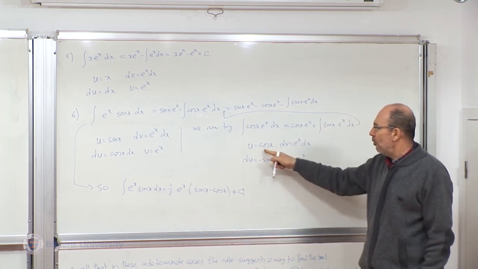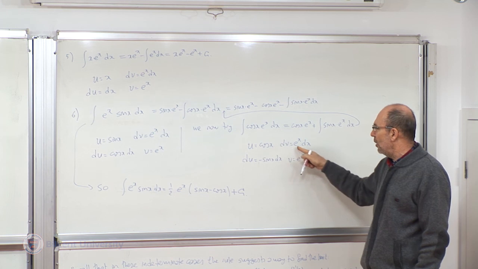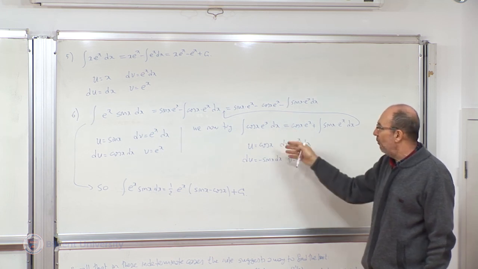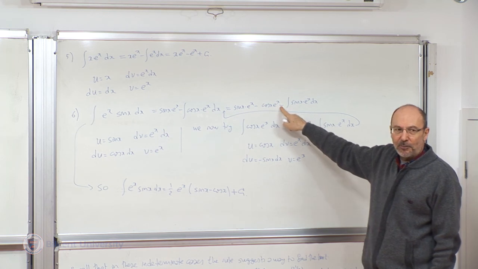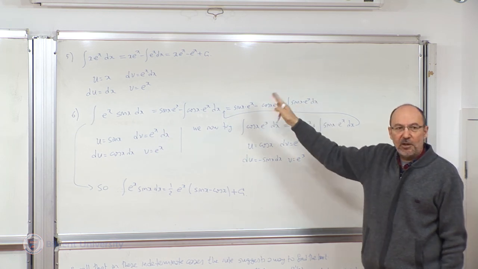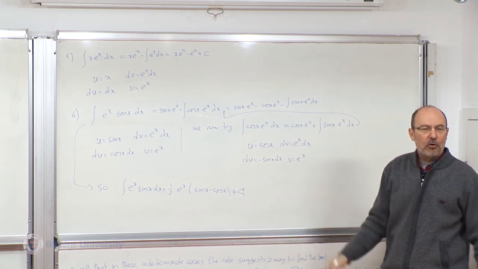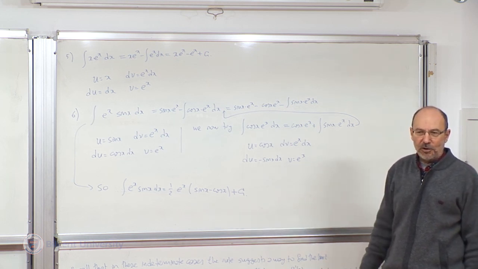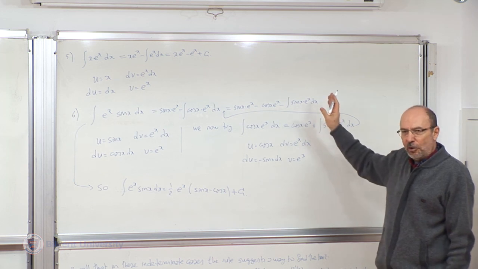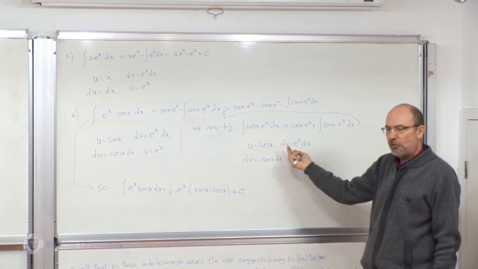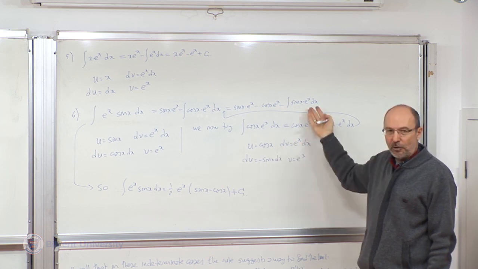Here, instead of using u equals cosine x, I can use u equals e to the x. In that case, I'll simplify this, and here I'll have plus. Then everything will cancel, and we will have 0 equals 0, which is correct, but useless. Then you don't despair, because this is what happens in integration. Then you go back and you change the places. You try this, it works.